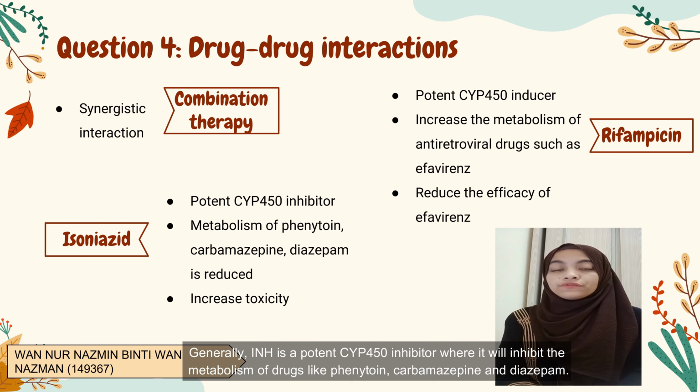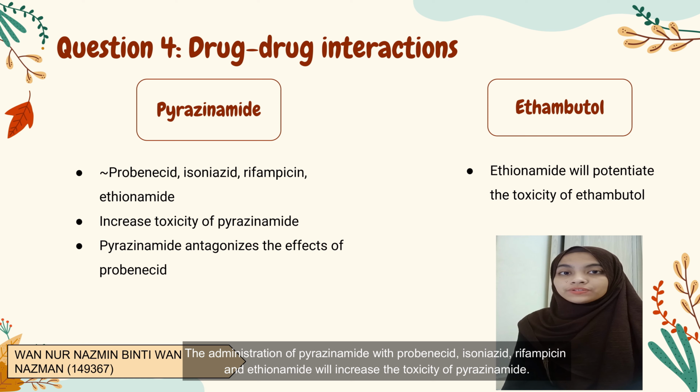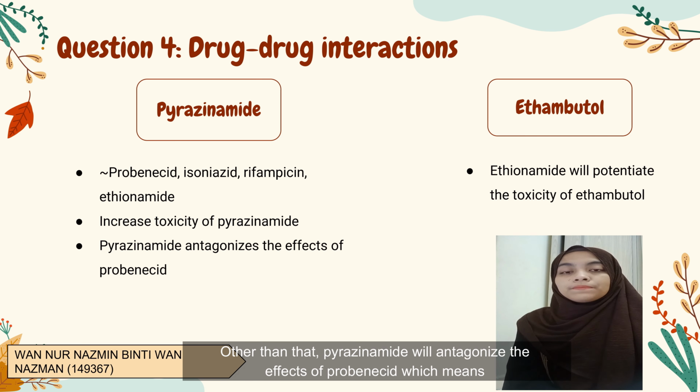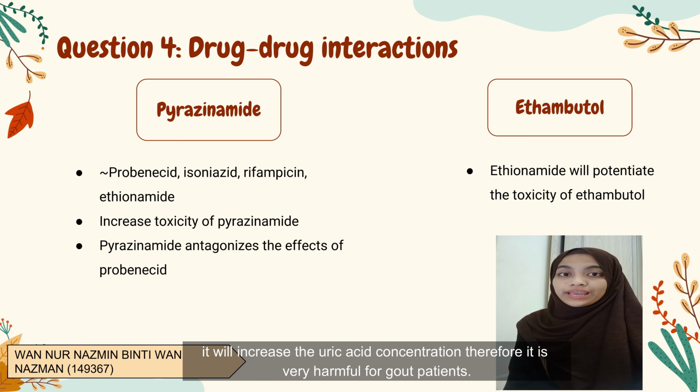The next interaction is between rifampicin and antiretroviral drugs that are used in HIV-infected patients. On the other hand, rifampicin is a cytochrome P450 inducer where it will induce the metabolism of antiretroviral drugs such as efavirenz. Hence, it will decrease the efficacy of these drugs. The administration of pyrazinamide with probenecid, isoniazid, rifampicin, and ethionamide will increase the toxicity levels of pyrazinamide. Other than that, pyrazinamide will antagonize the effects of probenecid, which means it will increase the uric acid concentration. Therefore, it is very harmful for gout patients.